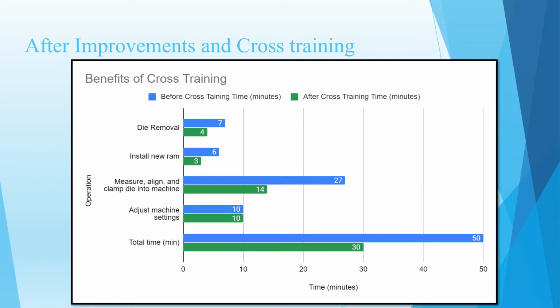The next step of the project is to improve the internal time of the process. We are recommending that Cast-Rite cross-trains the operators to help the dedicated setup technician during changeovers. This will reduce the internal time of the process from 50 minutes to 30 minutes. It will also improve worker utilization by preventing operators from standing idle during changeovers and setups.